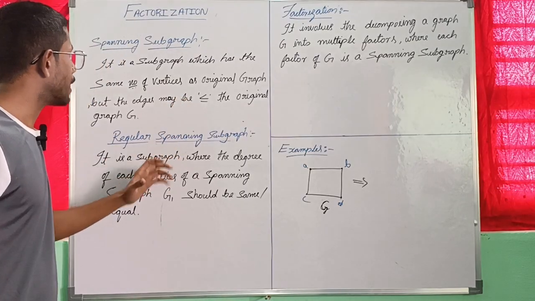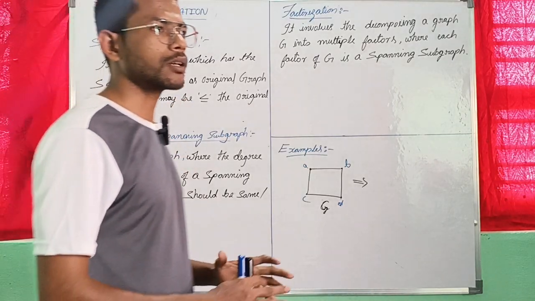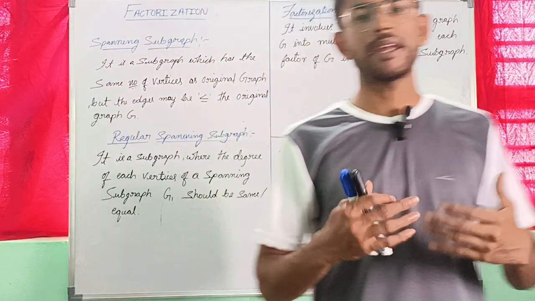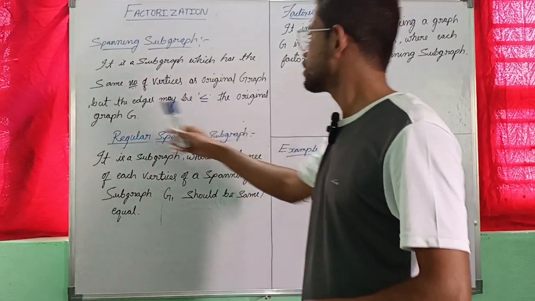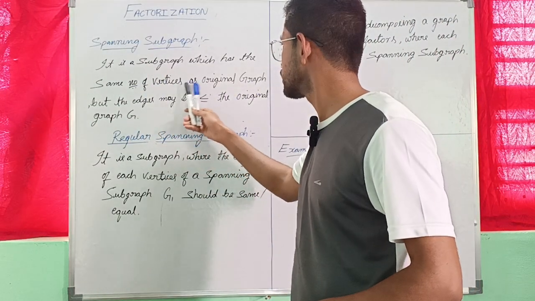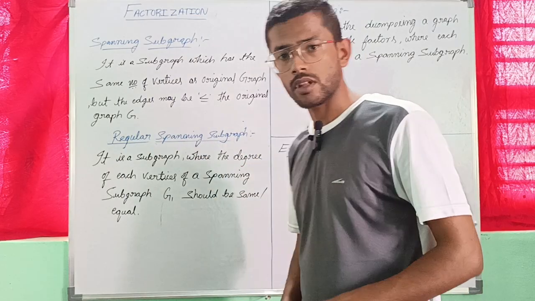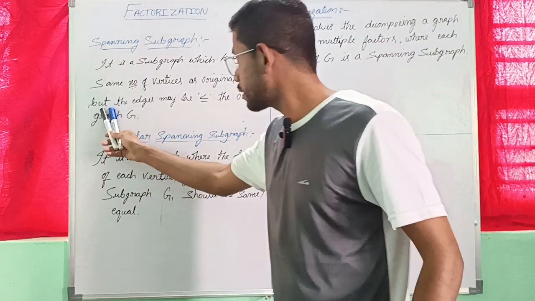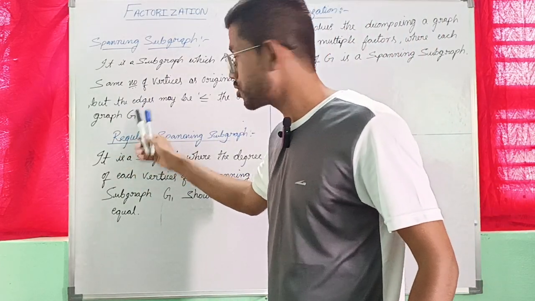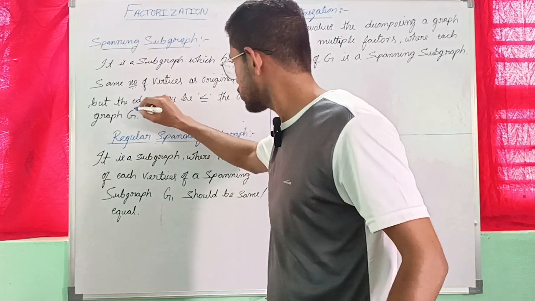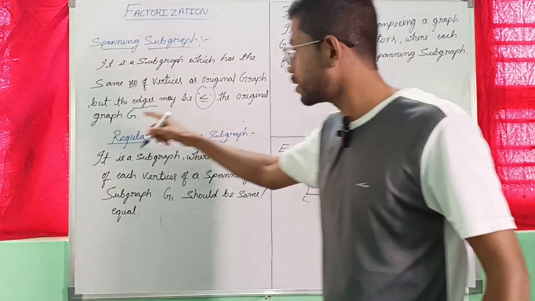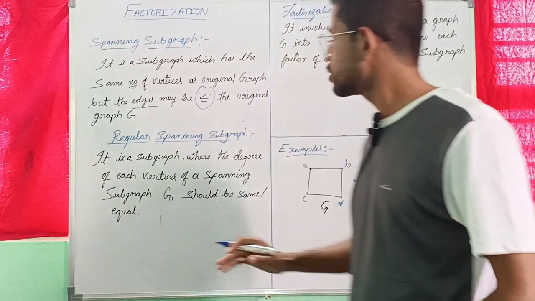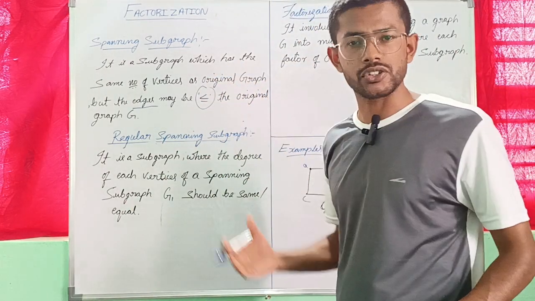First of all, what is the spanning subgraph? The definition of the spanning subgraph is: it is a subgraph which has the same number of vertices as the original graph G, but the edges may be less than or equal to the original graph G. This is what the spanning subgraph definition is.